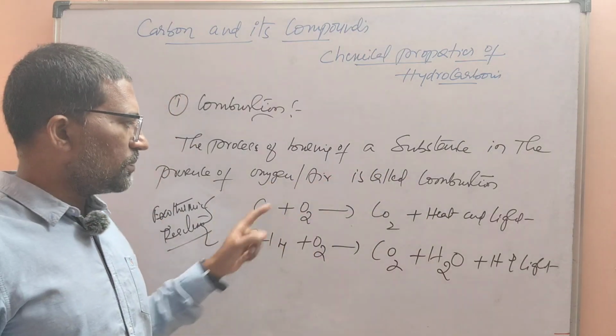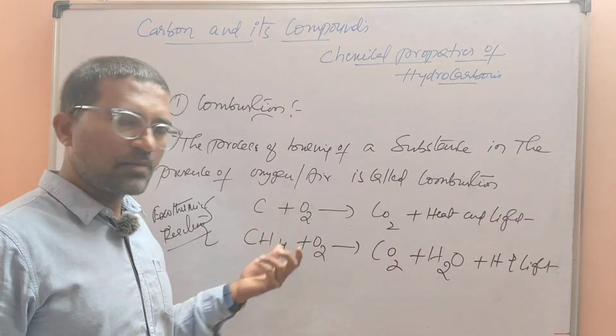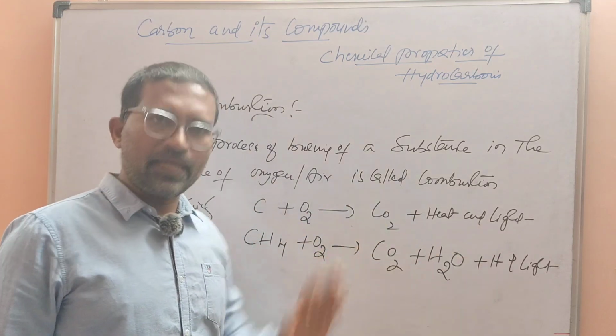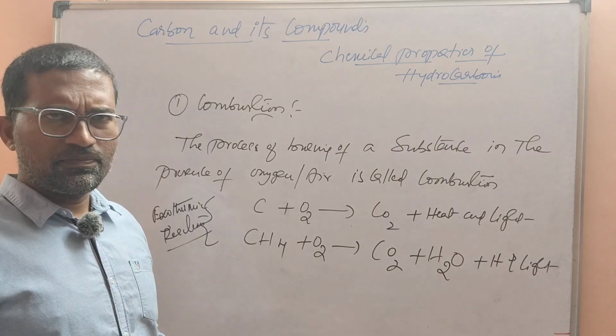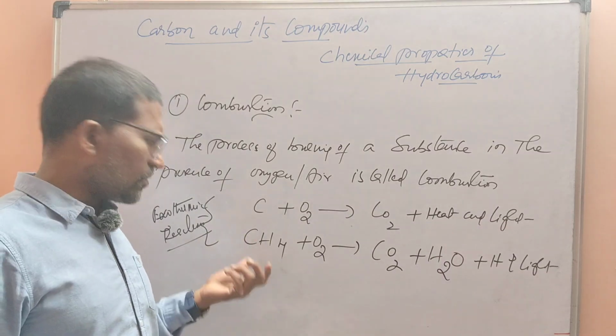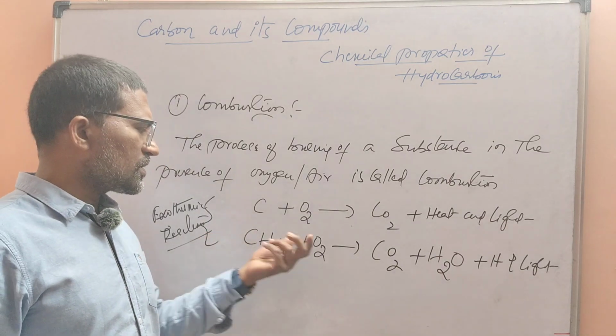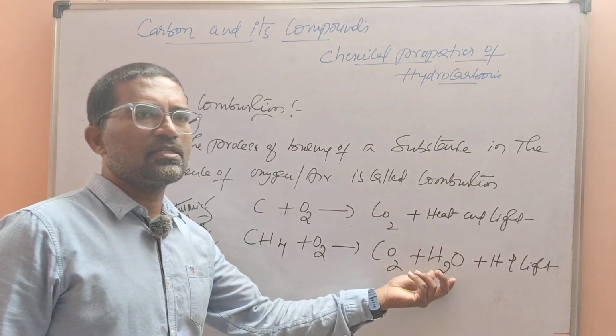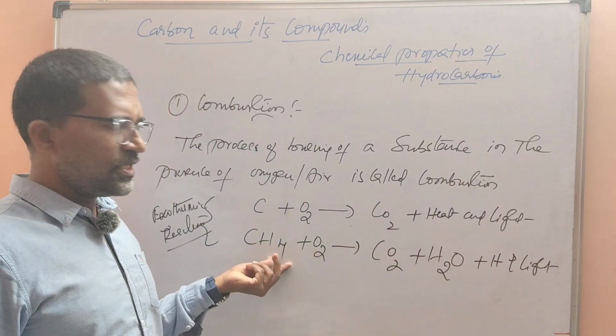For example, C plus O2, it is carbon. When you burn carbon in presence of oxygen, it gives rise to carbon dioxide, heat and light. It is an exothermic reaction. Now take the example of methane, which is a hydrocarbon. If you burn methane in presence of oxygen, it gives rise to carbon dioxide. Not only carbon dioxide gas, even water is also obtained because we have hydrogen here.